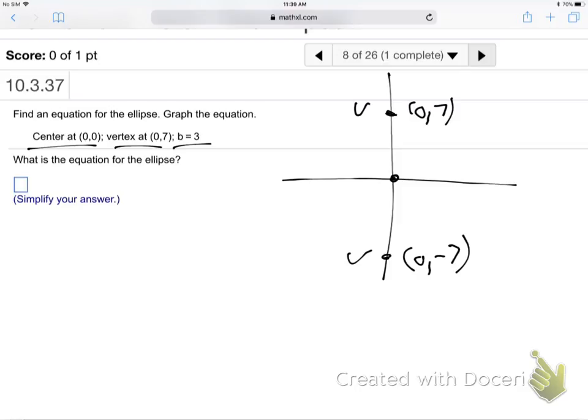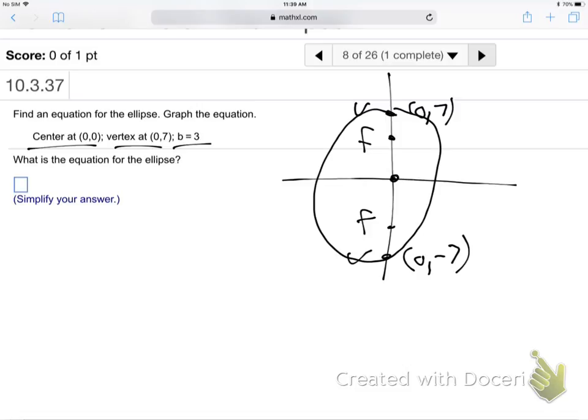major axis is up, down. Remember the vertices are always on the longest axis, aren't they? So that means I know the focus points are somewhere on this axis also. I know this thing is taller than it is wide. My drawings are getting worse. Taller than it is wide. I know all that just because the vertices are up, down, huh?